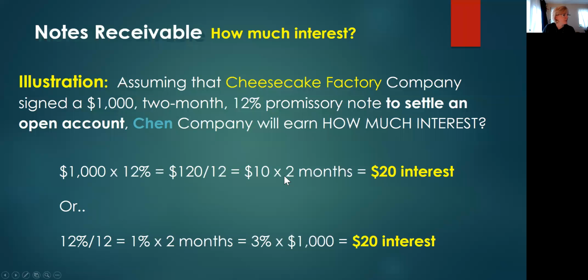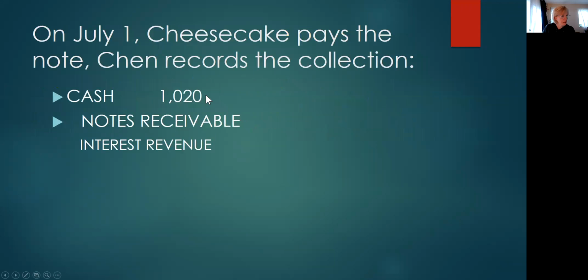All right. So we record cash of 1,020 for Chen. The player is Chen, the company is Chen. Don't lose sight of who the company is. And then what do we do with these other accounts, notes receivable and interest revenue? How much goes into each account?